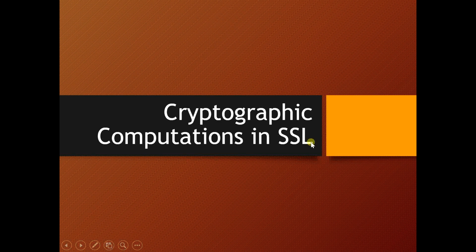Phase 2 was meant for server authentication and key exchange. Phase 3 was meant for client authentication and key exchange, and finally the handshake was established, which means that the client and the server could communicate effectively once the handshake has been established. So now moving on to the cryptographic computations in SSL.